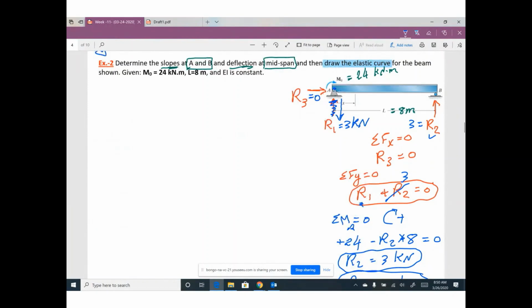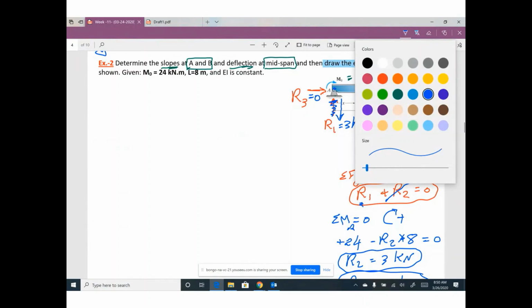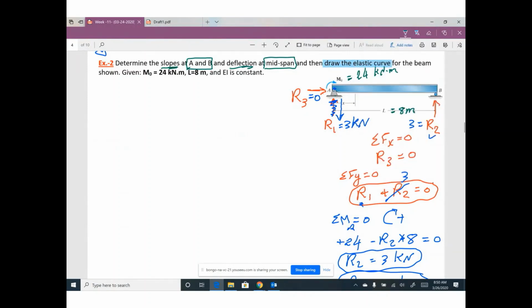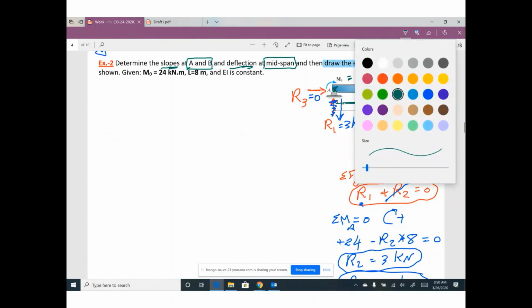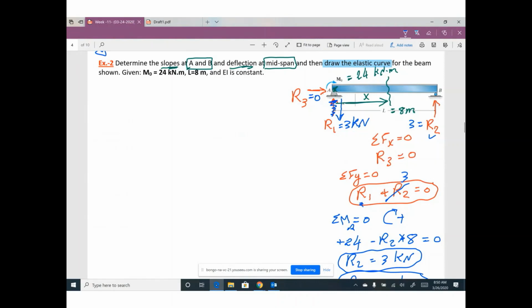Second step, assume distance x from your left. So where is the left of this beam? I think your left will start from here. So I will assume distance x, at any location, I don't care, but starting from left. Can you make a cut at this location?